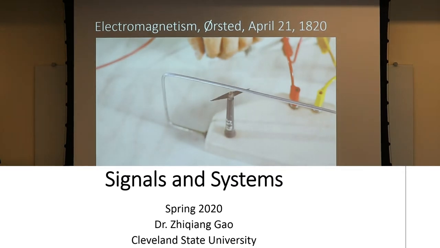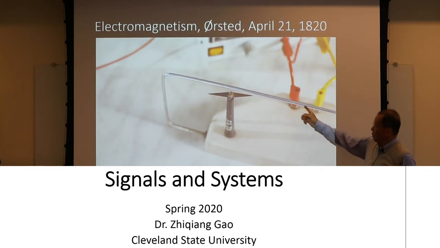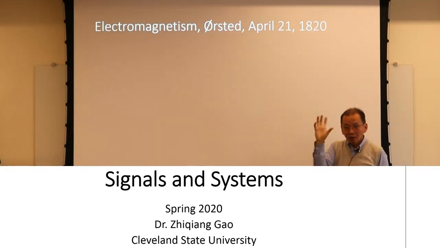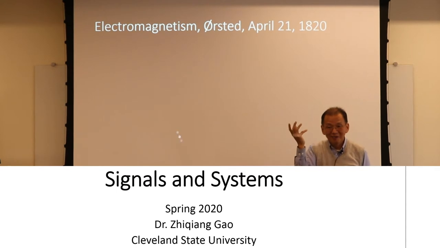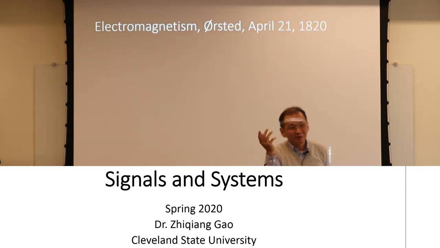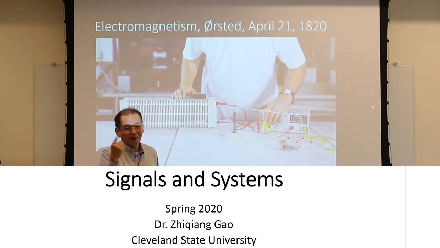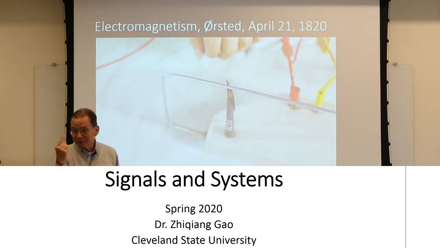What did he observe? Magnetic field. He didn't know the concept. There was no concept of magnetic field back then. That's a good answer. Later on, people realized what it is. He observed that the electricity in the wire generated torque, generated mechanical force to push a compass around.